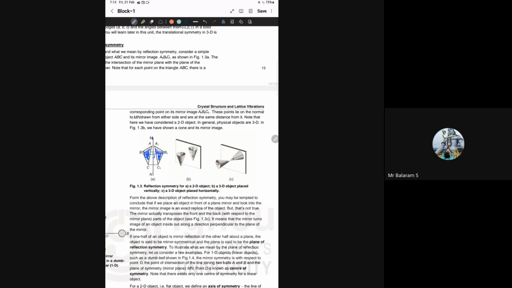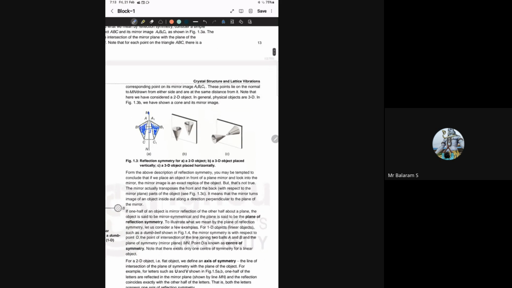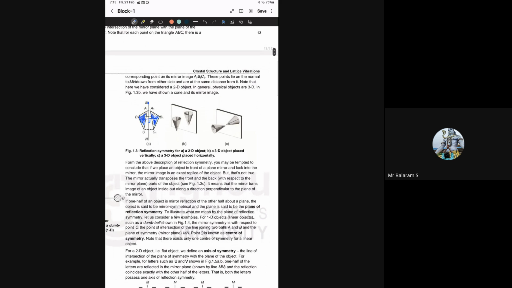Okay. If you take, for example, B, 3B is like a cone. So A is a 2D geometry. B is a 3D geometry, an object placed vertically, and C is again placed horizontally. The cones are placed in a horizontal way.